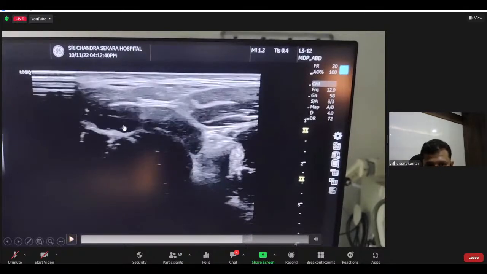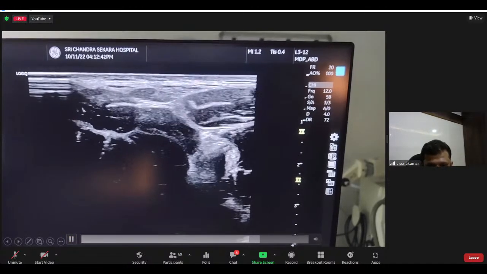See, not always will you be able to see the tensor fascia lata muscle. Here you can see the membrane, the fascia which is connecting the tensor fascia lata and the sartorius muscle. And this is the fascia lata. So what you have to do is bring your needle, cross the fascia lata, and deposit above the sartorius muscle. Boom, you're going to get the perfect block.